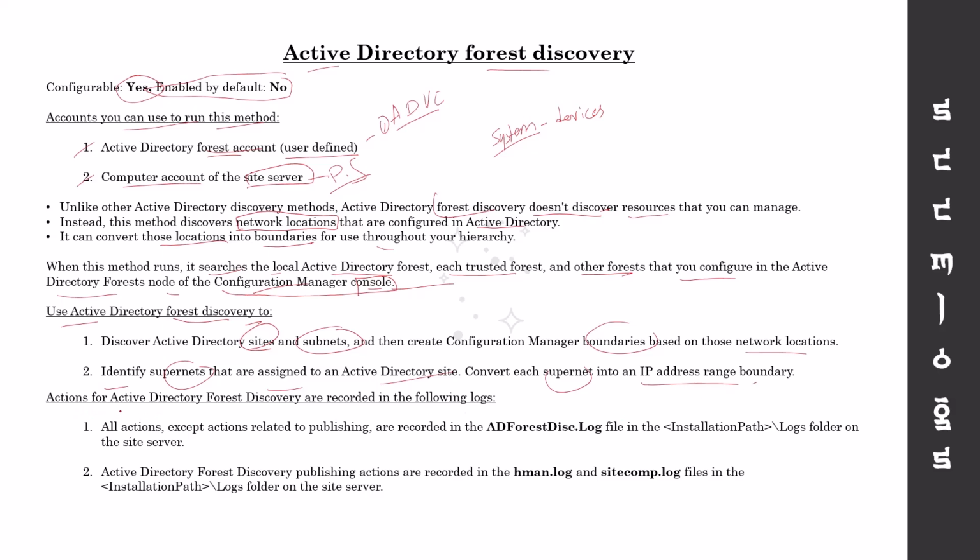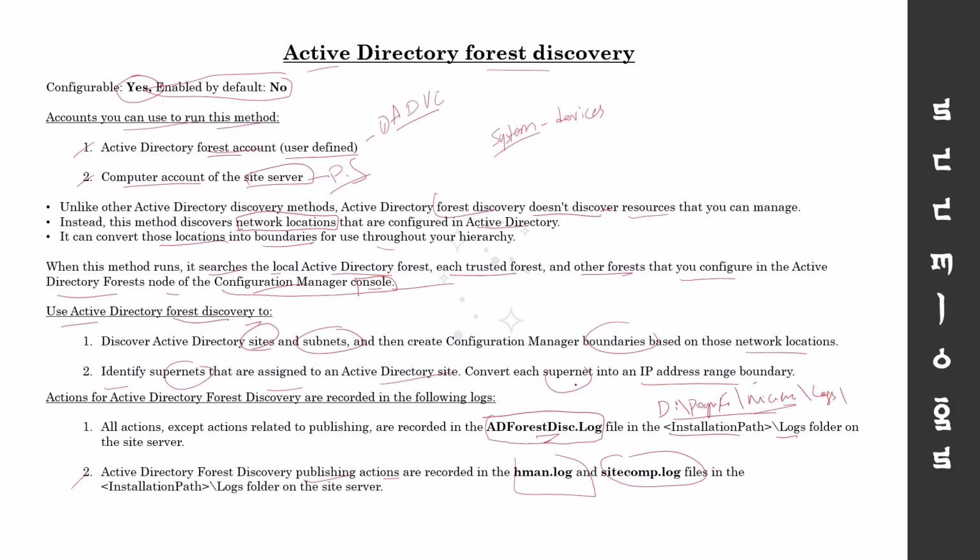Actions for this Active Directory forest discovery are recorded in the following logs. We know that each and everything will be recorded in the log files. For this also we have the log file ADForestDisc.log. It will be located in the installation path under logs. For example, if you have installed in the D drive, you can say D drive, then Program Files, then Microsoft Configuration Manager, and then Logs. Here you can find this log. And we can also find other logs: Active Directory forest discovery publishing actions are recorded in the hman.log and sitecomp.log. These are also available in the same location.